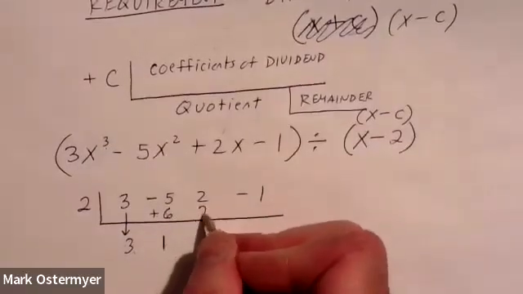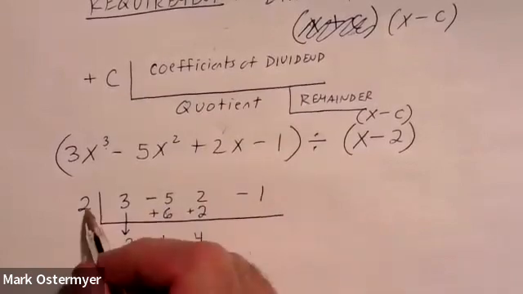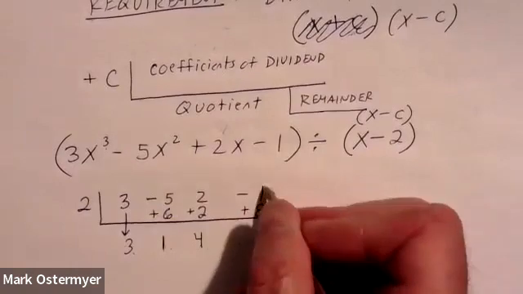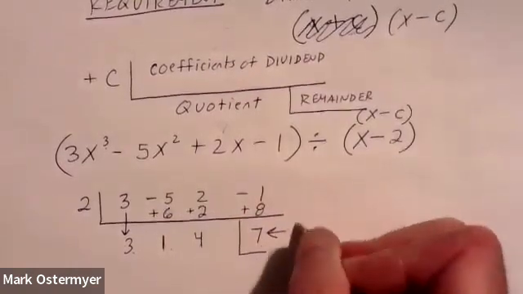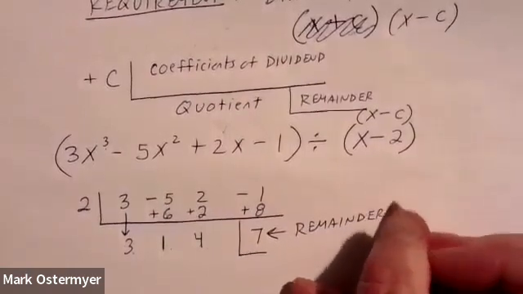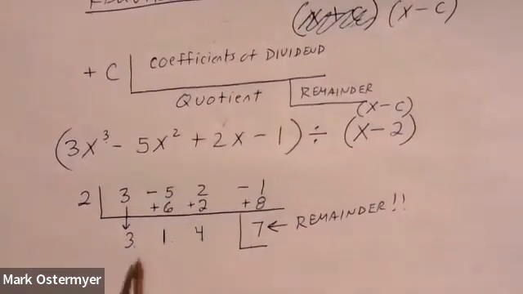We multiply 2 times 1, bring the number up, add. 2 plus 2, 4. Multiply 2 times 4 is 8, bring the number up, add. You get 7. We are done. This is your remainder. Recognize it? That's your remainder.